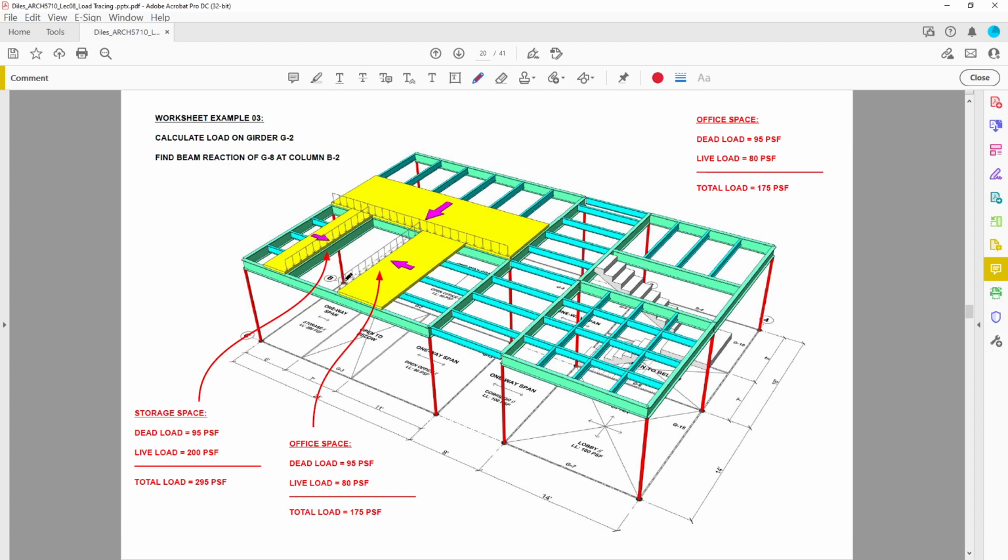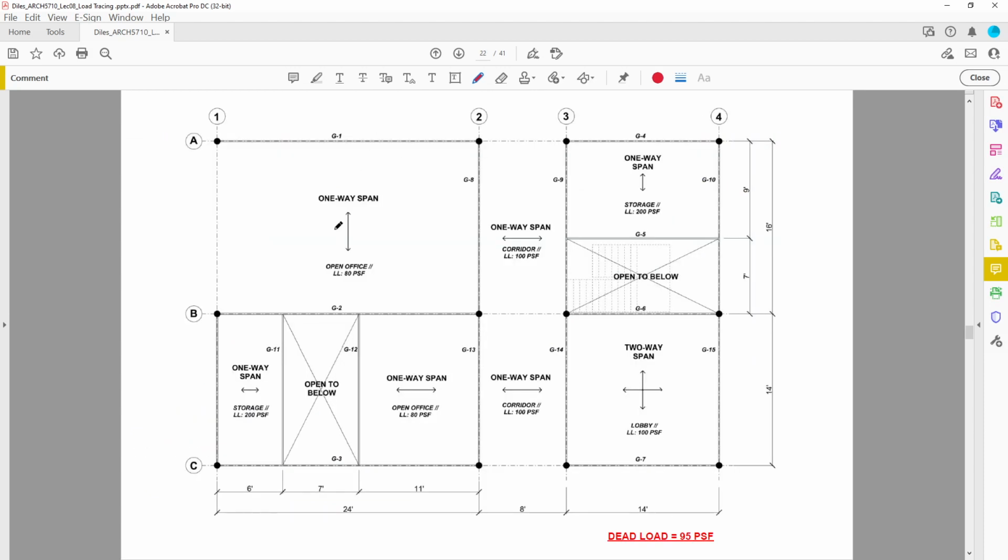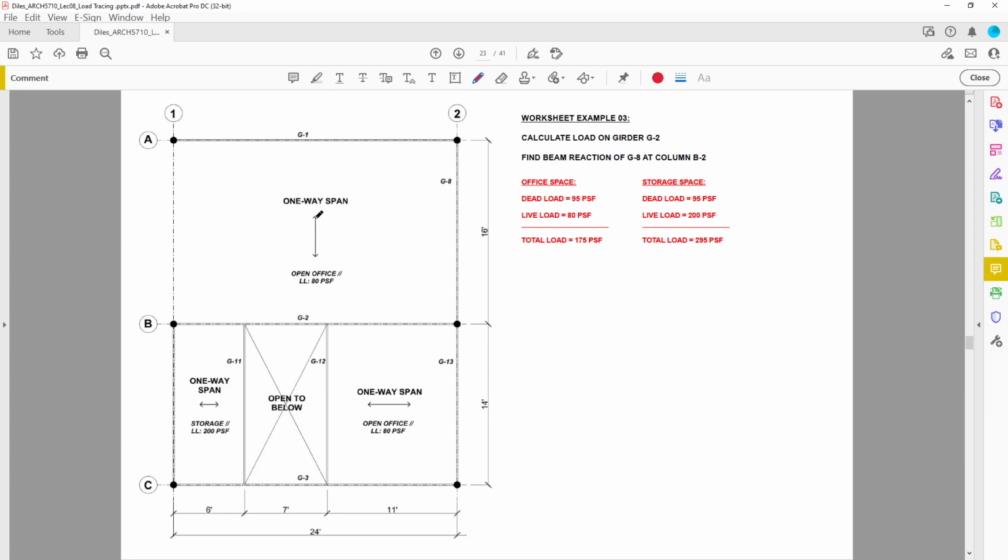Now, these girders have continuous loads along the top, but when we come to the ends, they distribute that continuous load as a point load where they connect to girder G2. So in the end, we're going to have our continuous load coming from the office space, as well as these 2 point loads coming from girders G11 and G12. And we need to figure out what those are. So let's do that. Let's zoom in here.